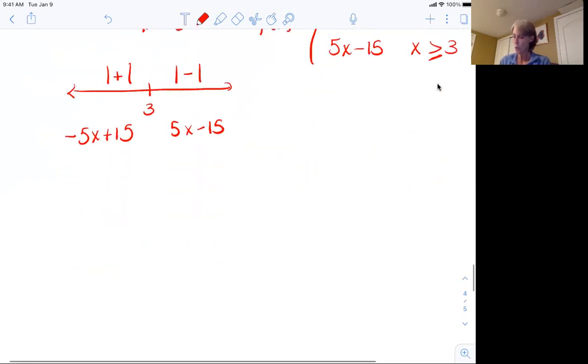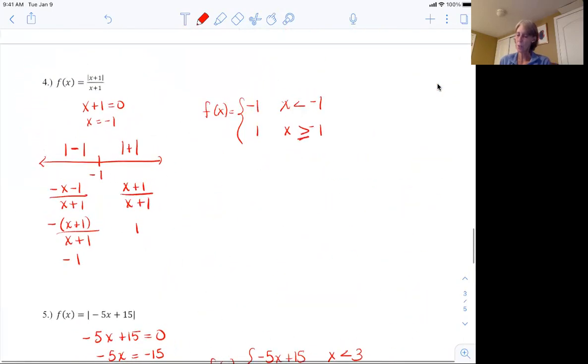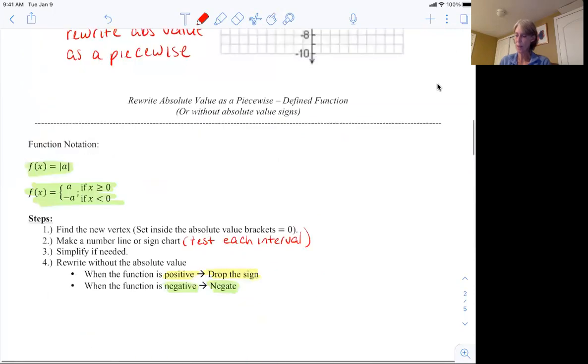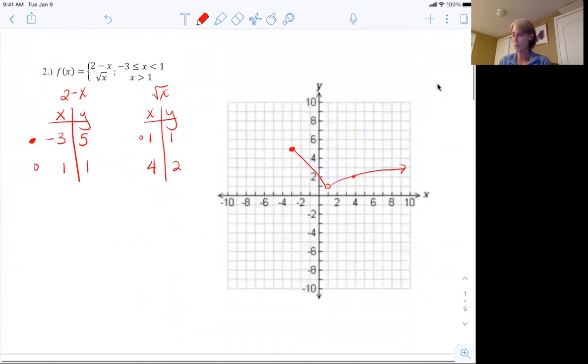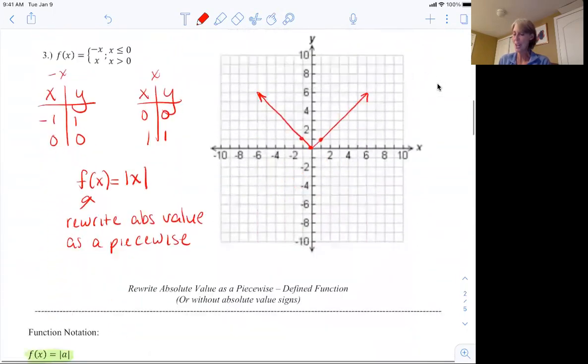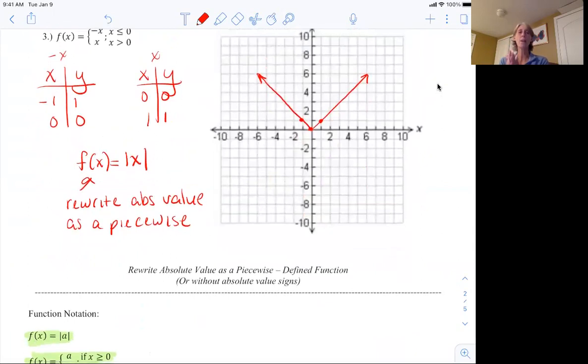Okay. So today we reviewed a little bit from yesterday about the graphs of the absolute value and the piecewise function. But today our main focus was on rewriting an absolute value as a piecewise function.